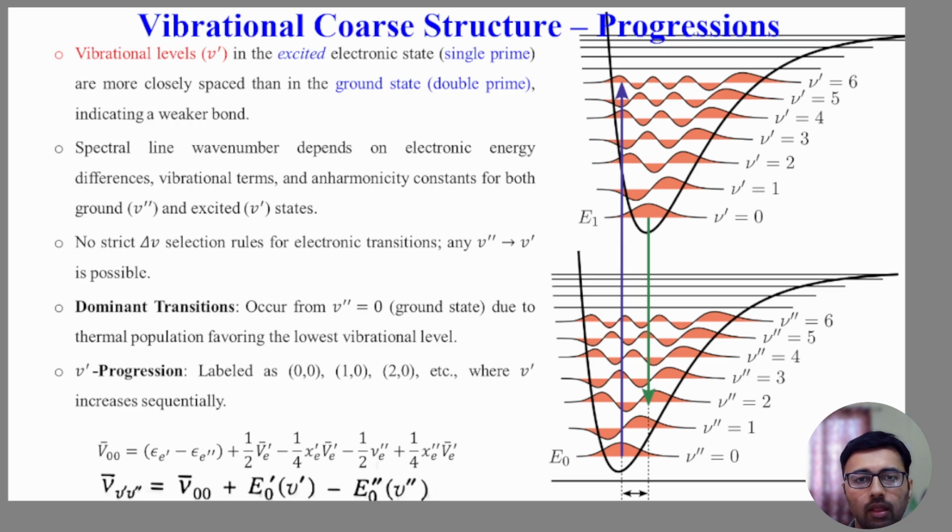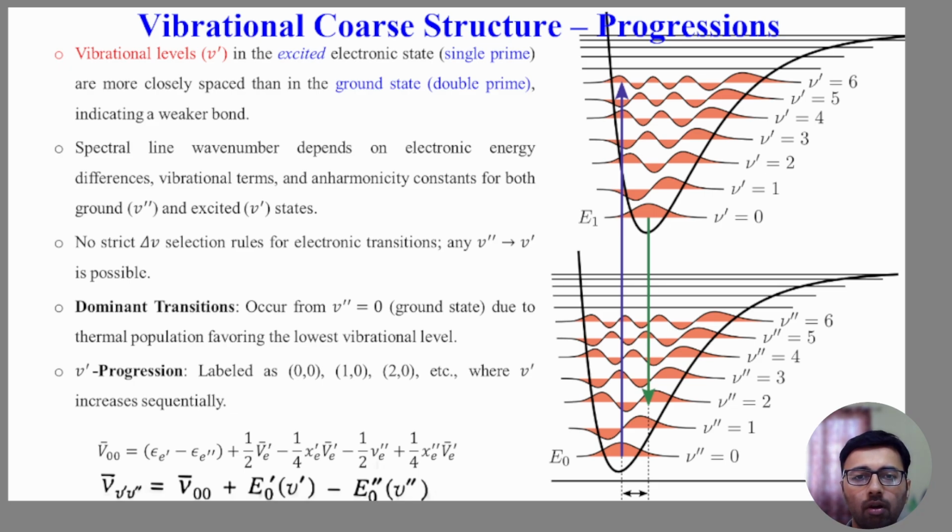Because the answer lies in the bond strength. When a molecule absorbs energy and an electron moves into a higher orbital, the bonding situation often changes. In many cases, the bond order decreases. This means the bond becomes weaker and longer.